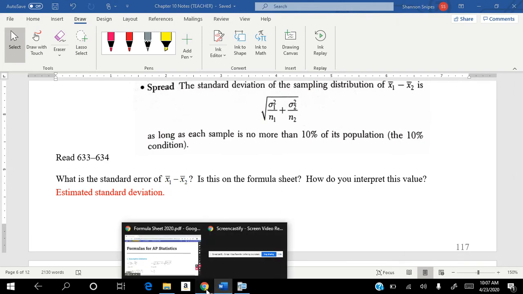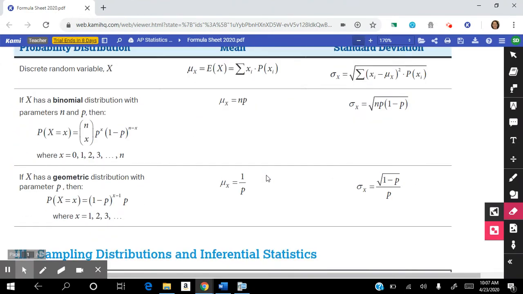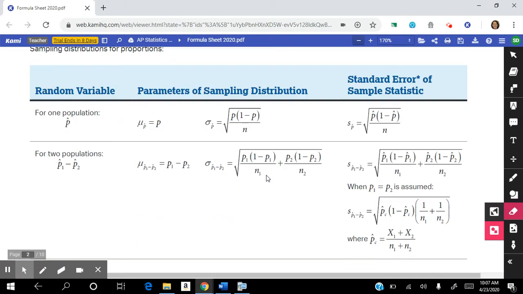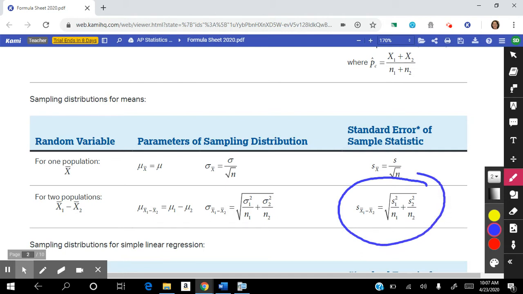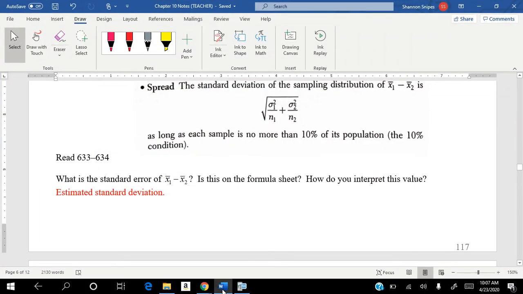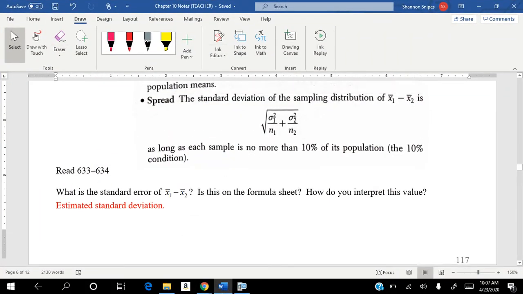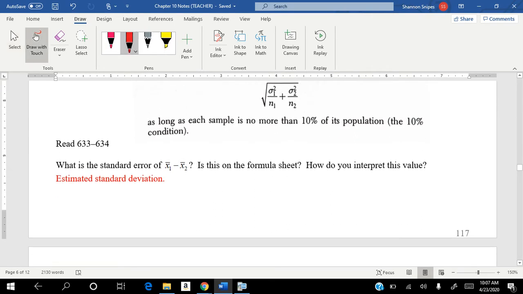Is this on your formula sheet? Well, let's look. Okay, that was proportions. Here comes means. Yep, there it is. Right here. Okay, so the formula for the standard error is the square root of s squared for the first sample, remember that's your variance, plus s squared for the second sample.